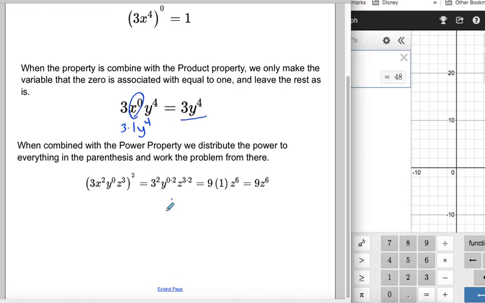For the third one, it says when combined with the power property, we distribute the power to everything in the parentheses and work the problem from there. So here you can see that the power of 2 is being applied to the coefficient of the 3, to the x squared, to the y to the 0, and to the z cubed. So here 3 squared is where you're going to get the 9 from. Y to the 0 times 2, we know that 0 times 2 is going to be 0, and y to the 0 power is just the number 1. And that is where that number 1 is coming from. And then z to the 3 times 2 is the 6. And then 9 times 1 is just the 9, and then the z to the 6 is next to it. And so that's what's happening in that example.